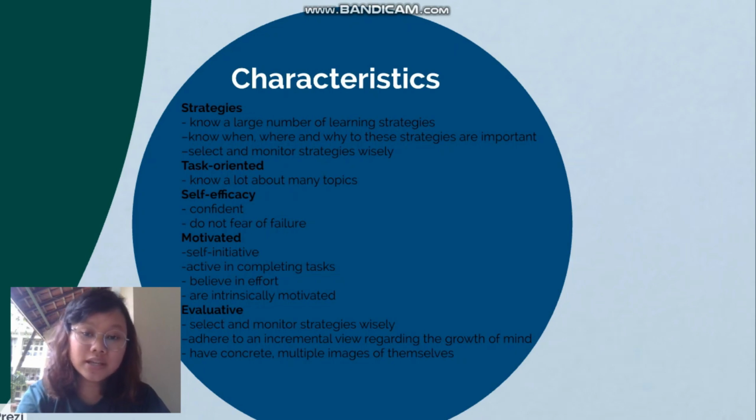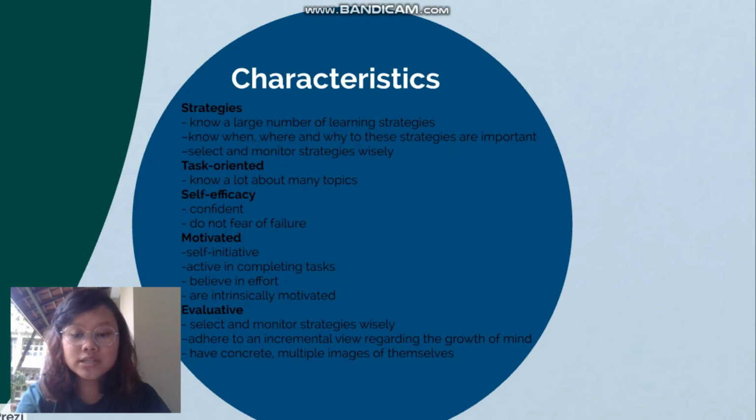The second one is task-oriented. Learners know a lot about many topics. The third one is self-efficacy. Self-regulated learners feel confident and do not fear failure. The fourth one is when the learners feel motivated if they have self-initiative, are active in completing tasks, believe in their own effort, and feel intrinsically motivated.